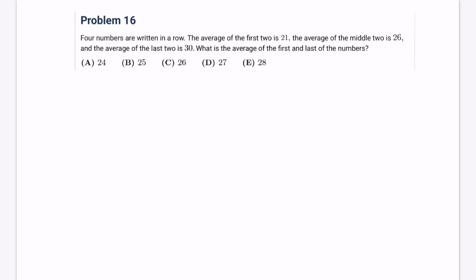Problem 16. Four numbers are written in a row. The average of the first two is 21, the average of the middle two is 26, and the average of the last two is 30. What is the average of the first and last of the numbers?